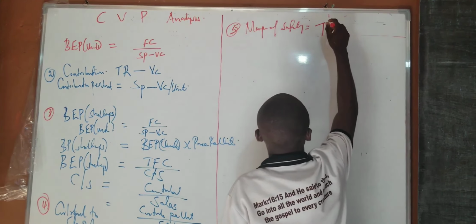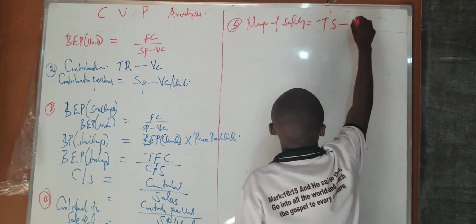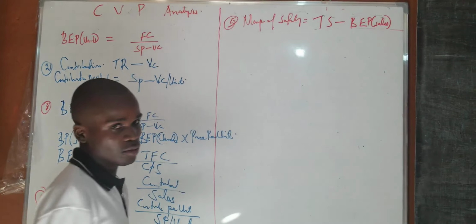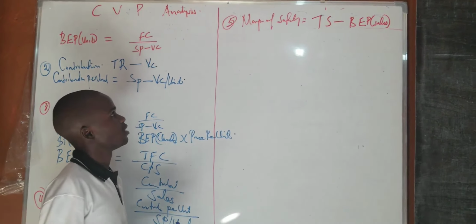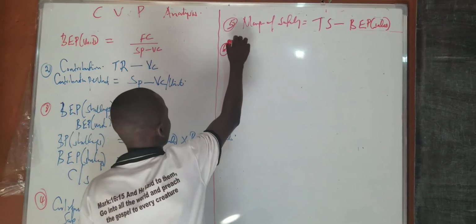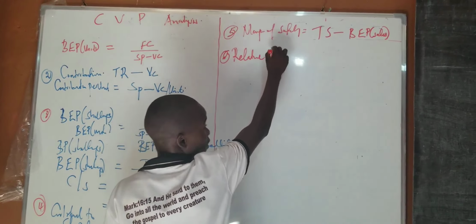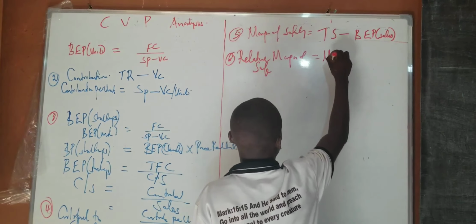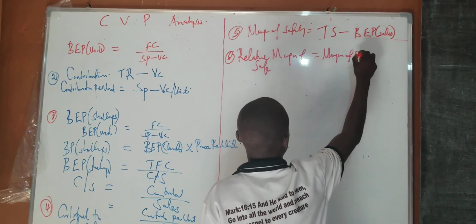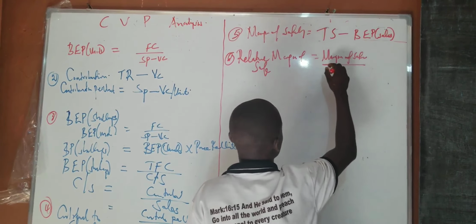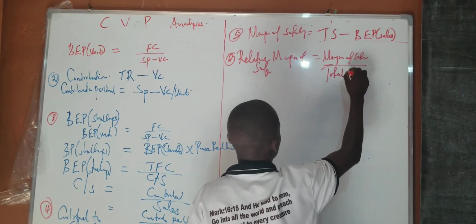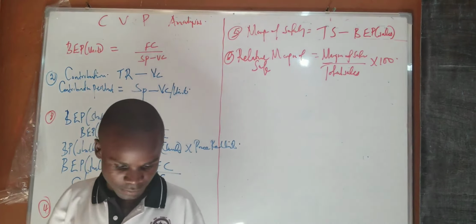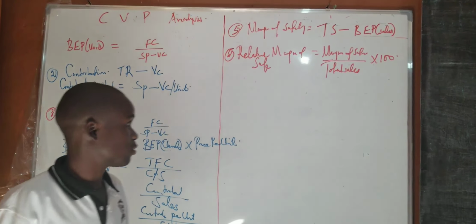That's why we get margin of safety as total sales minus BEP sales. So that's how we get the margin of safety. Lastly, we have the relative margin of safety. How do you get this? It is given by the formula margin of safety divided by total sales times 100.